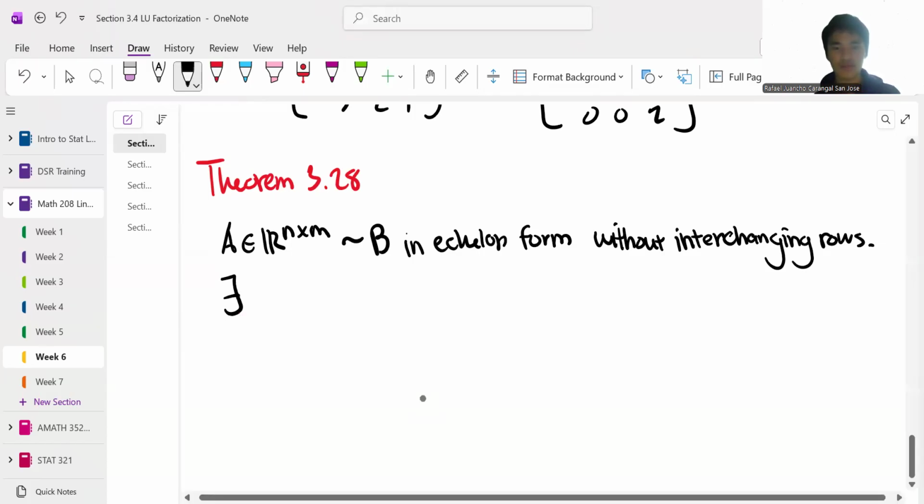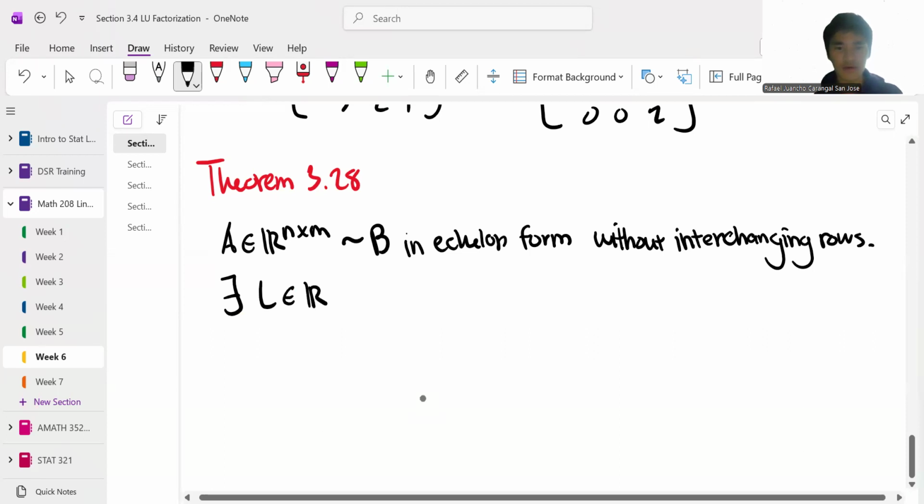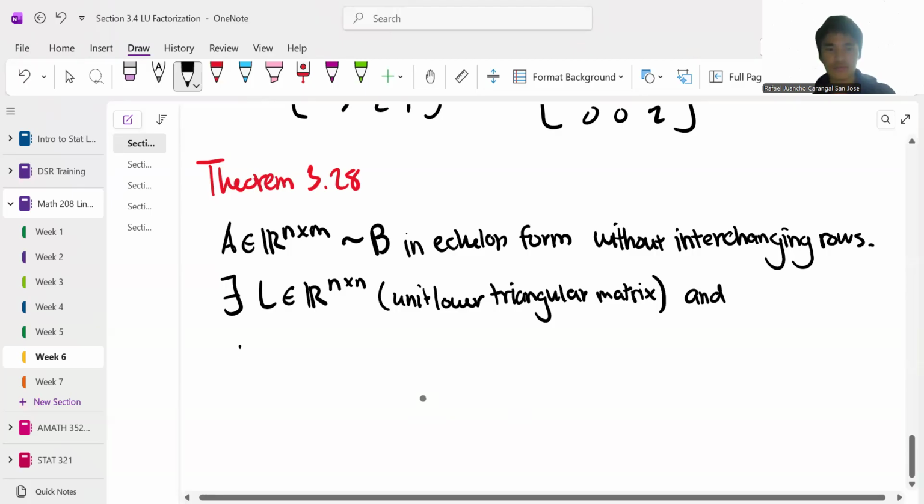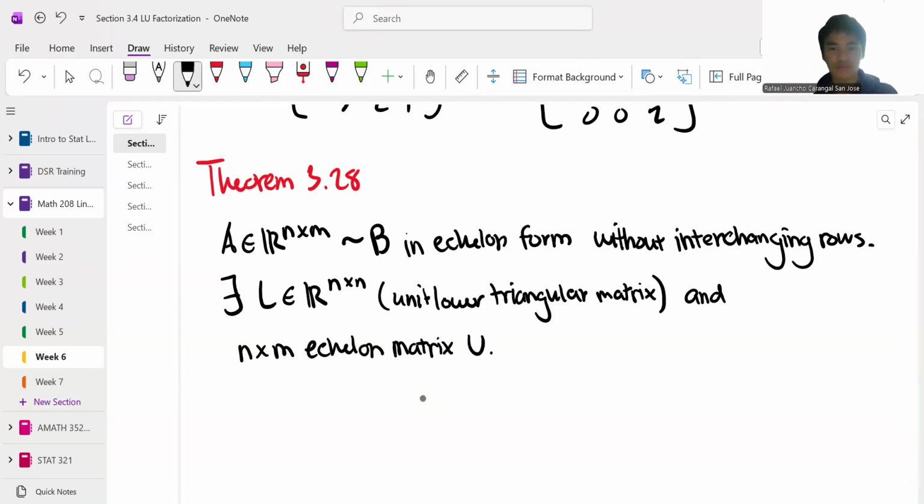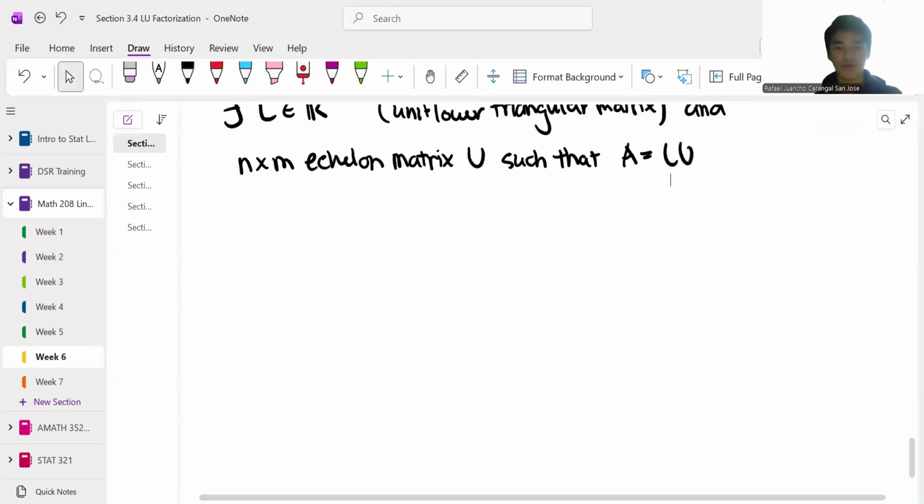there exists a unit lower triangular matrix L. L is a square matrix, n by n, a unit lower triangular matrix, and then an n by n echelon matrix U, such that A is just LU. Okay?